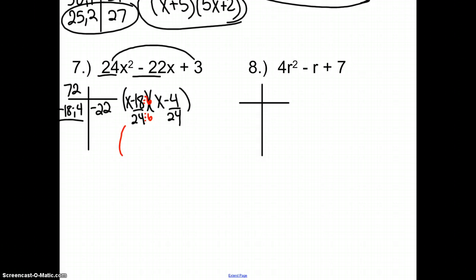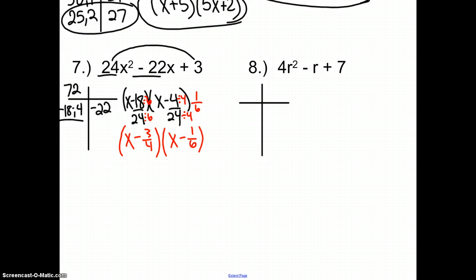So then we have x minus 3 over 4. And 4 over 24 we can divide by 4 to get 1 over 6. So x minus 1 over 6.